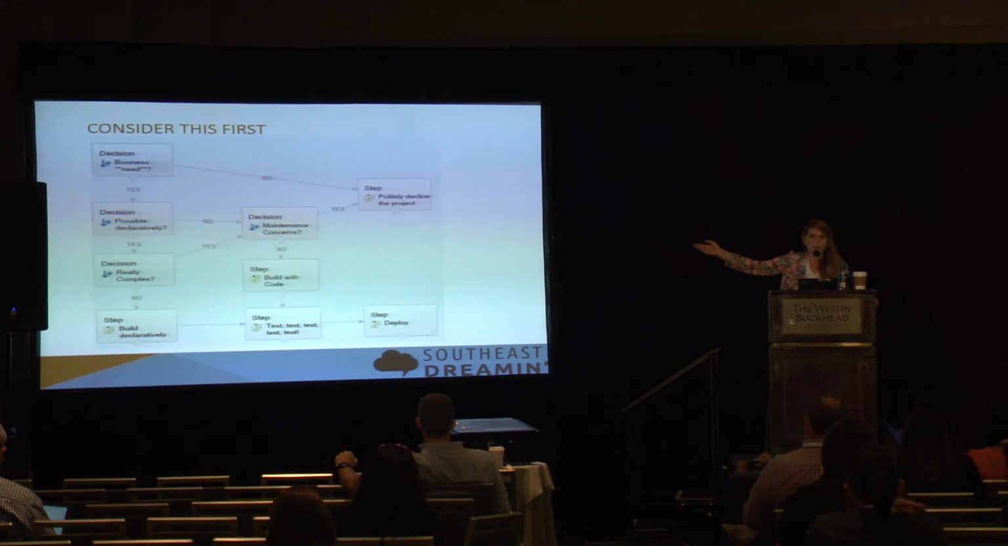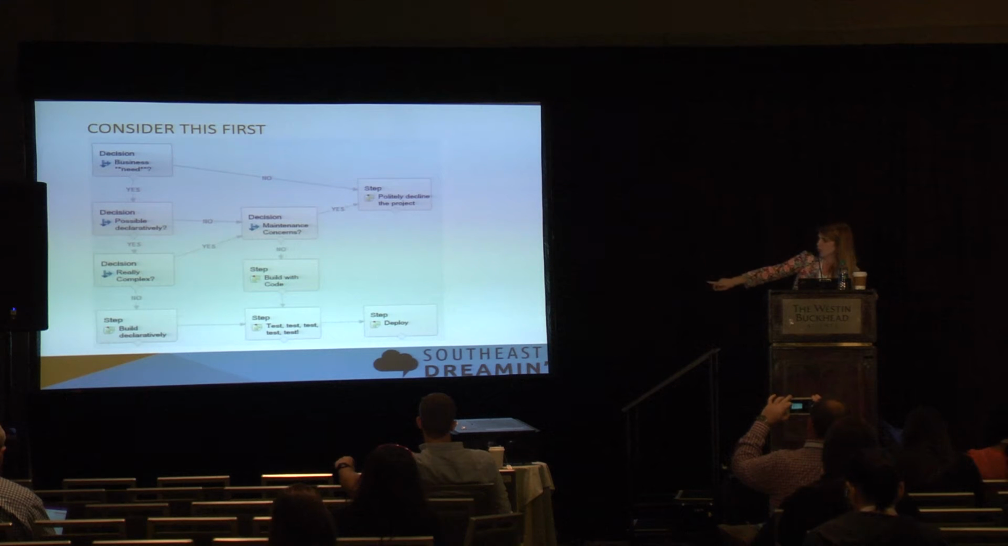So there's that. And then if we don't have code maintenance concerns, we'll build it in code. If we do, we'll probably go back to the business and say, look, it's possible in code, but I'm not your person, right? So then the next thing you'll see, both when we build declaratively and when we build with code, we're going to test the crap out of it. That's just a good best practice. You can never test too much. Well, I guess you could, but then we're going to deploy it.